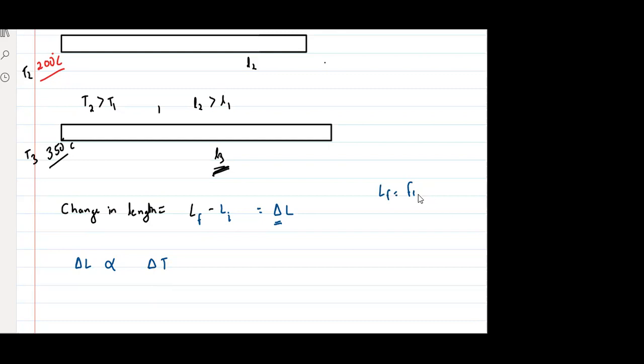Think about it. Final length. And Li is initial length.